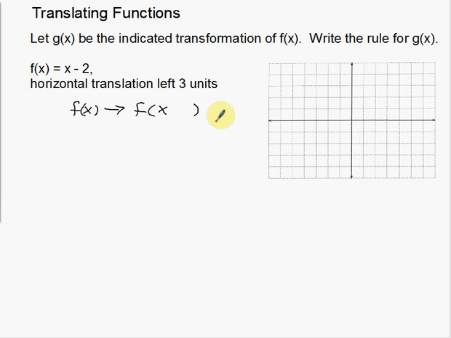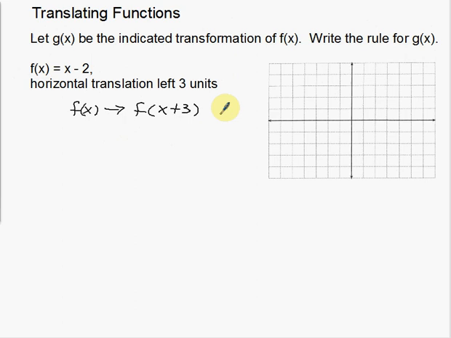If you're doing a horizontal translation, anything you do inside parentheses like this is always going to be opposite of what you think. If you think of a number line, going left 3 units, you think you're going back 3 units, you're subtracting 3. But actually it's opposite of what you think. So I'm actually going to add 3 directly to the x. That is going to give me a shift left of 3 units.